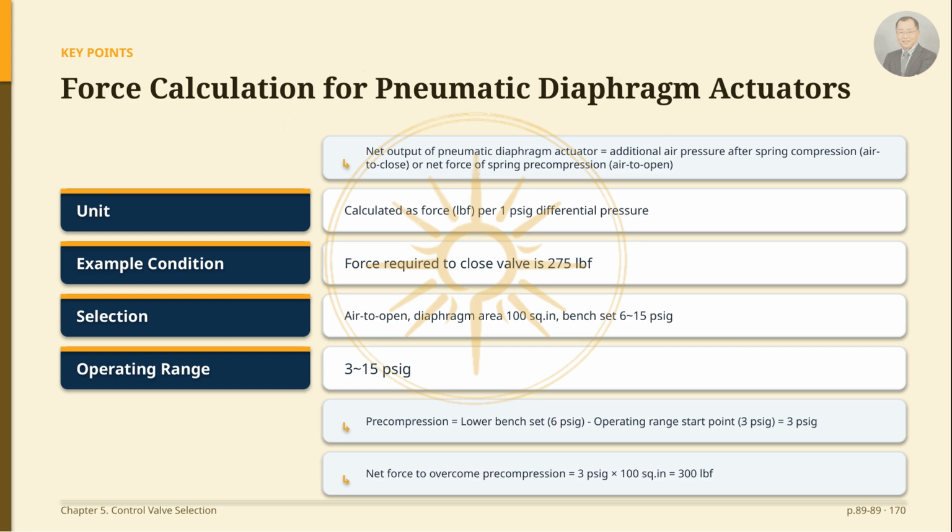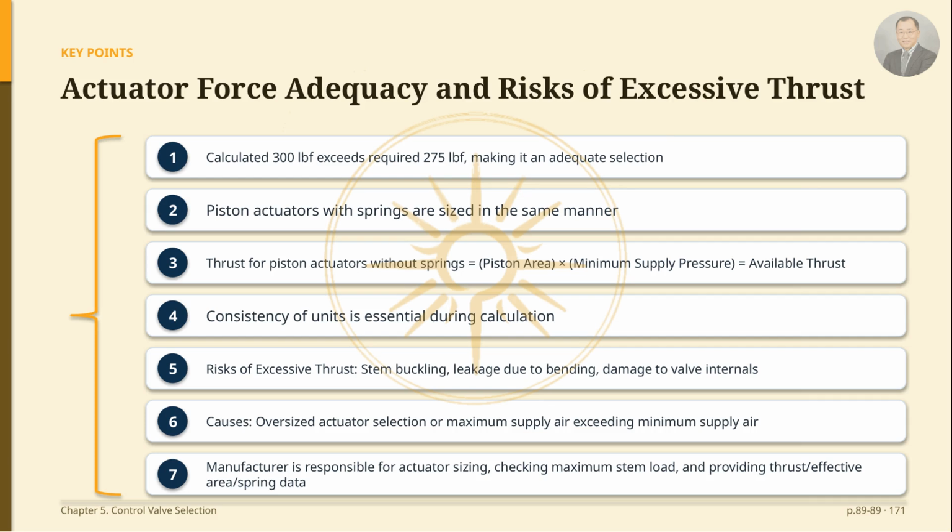Precompression is calculated as the difference between the lower end of the bench set, 6 psig, and the start of the operating range, 3 psig, which results in 3 psig. Since this 3 psig is used to overcome the precompression, the net precompression force is 3 psig multiplied by 100 square in, which is 300 lbf. Since the 300 lbf calculated in the previous example exceeds the required 275 lbf, it can be seen as a sufficient and appropriate selection. Piston actuators with springs are sized in the same manner.